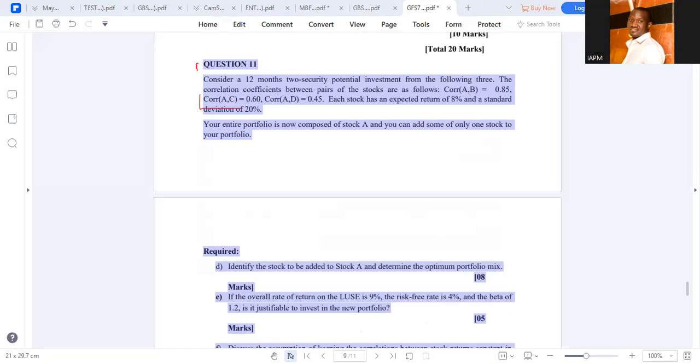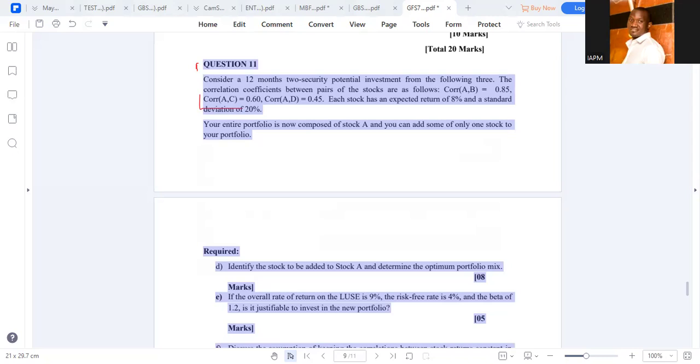How do we solve this question? Identify the stock to be added to A to determine the optimum portfolio mix. Based on the correlation, I think it would be 0.45. That's the correlation for AD. So I would assume D would be the best stock to add because it has more diversification potential, considering that they are almost in opposite directions, or the least related.